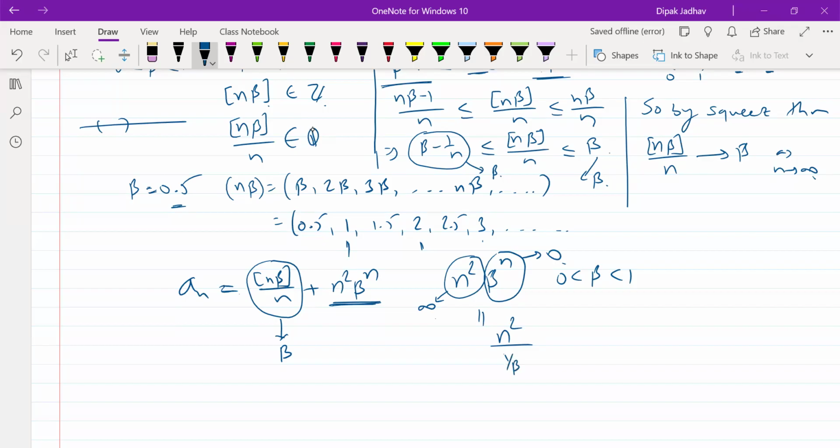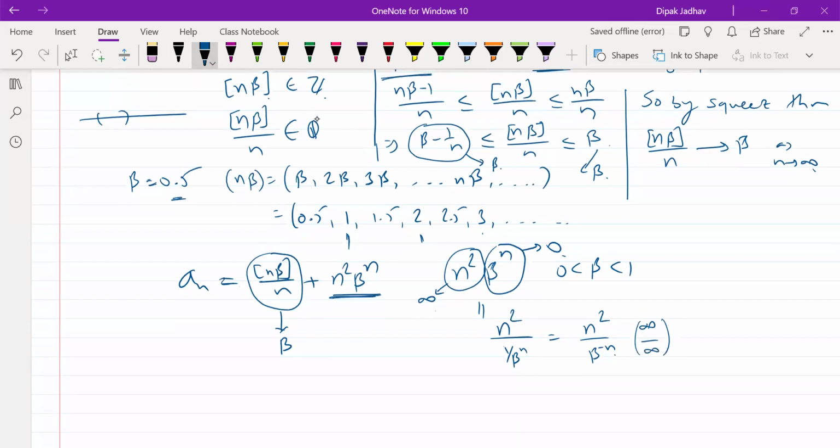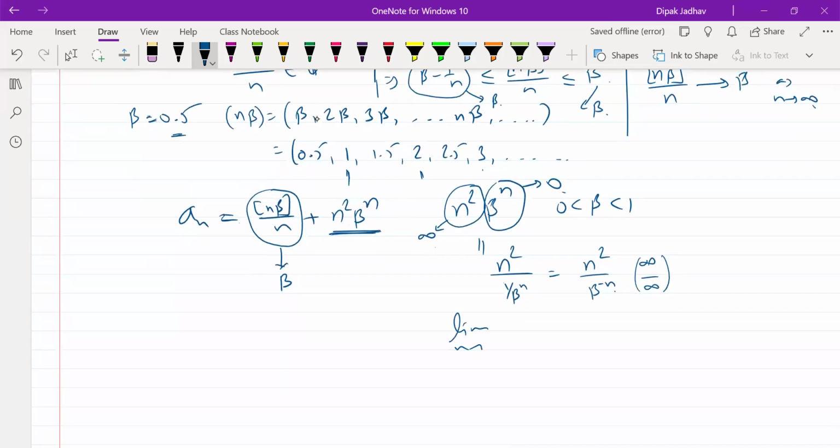One upon beta raised to minus n. Is it okay? Sorry, I made a mistake. Beta raised to n, that is beta raised to minus n in the denominator. And then you apply L'Hopital, infinity by infinity form. So by L'Hopital, limit of this: derivative of numerator upon derivative of denominator is minus n, beta raised to minus n minus 1.